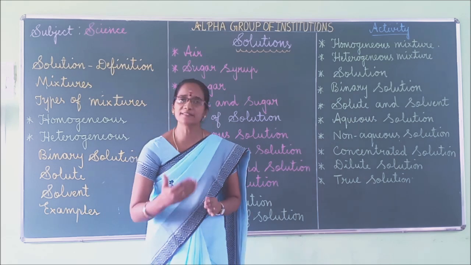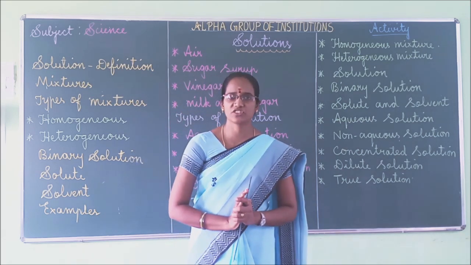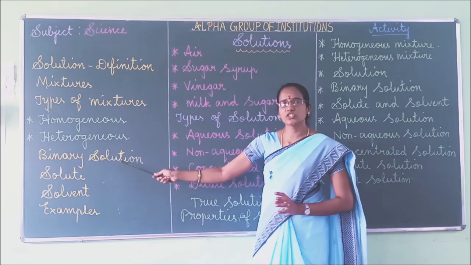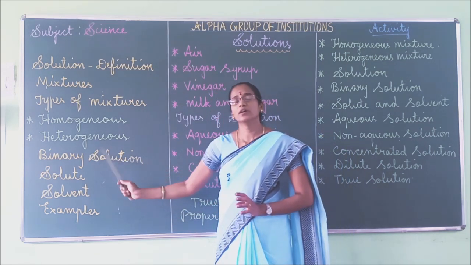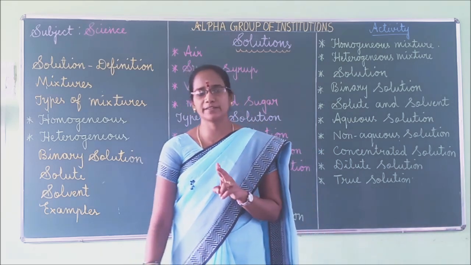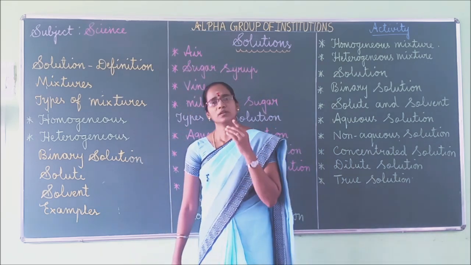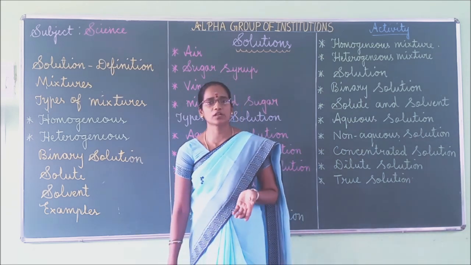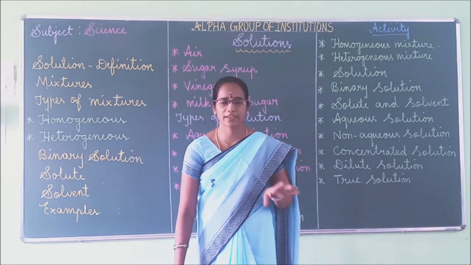Okay, can appear as a single phase. Right? Got it, children? So that is the example for binary solution. What are they? Binary solution means a solution which is made of two components. Examples: sugar in water, copper sulphate in water, common salt in water. Anything we can say. Got it?